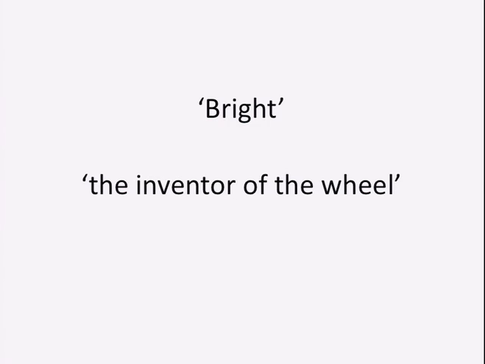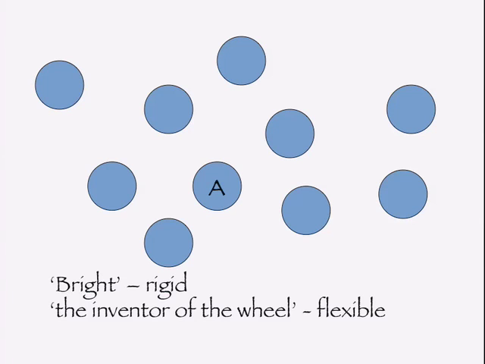And the inventor of the wheel is a description. When you look at the inventor of the wheel in different possible worlds, is it always the same person or different people? Different people. So this is flexible. Bright is rigid: as you track from world to world, Bright always refers to the same thing. The inventor of the wheel refers to different things as you track from world to world.